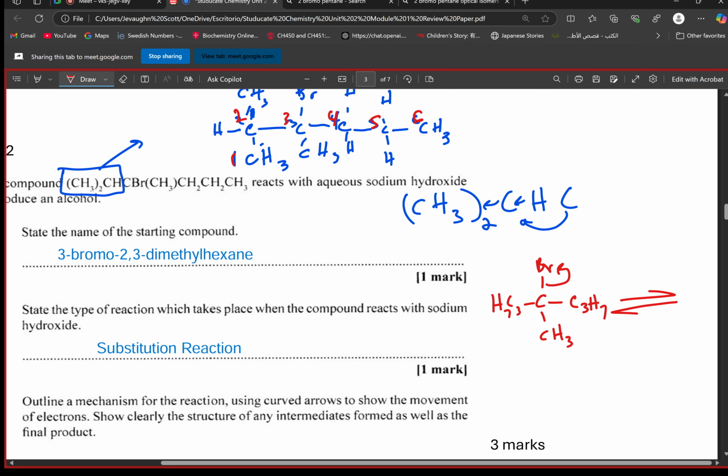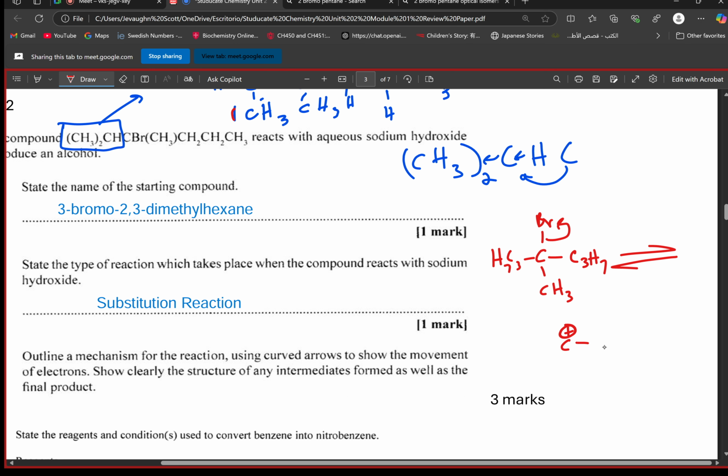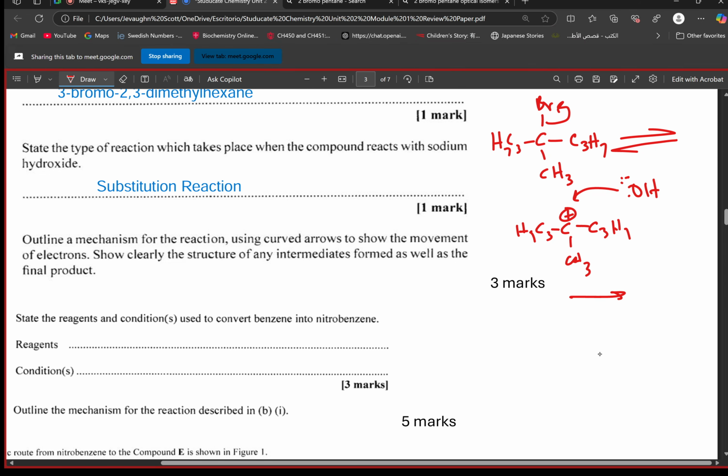So we're going to end up with a carbocation like this, attached to C3H7, C3H7, CH3. Then we have the OH from the alcohol coming in like that, and we end up with the tertiary alcohol. So we end up with OH, C3H7, C3H7. Already, just looking at something like that, we end up with that alcohol.